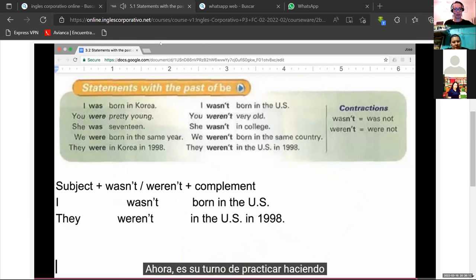Now it's your turn to practice making positive and negative statements in the past with be about yourself, friends, and family. After you finish this activity, share your work in our discussion forums.